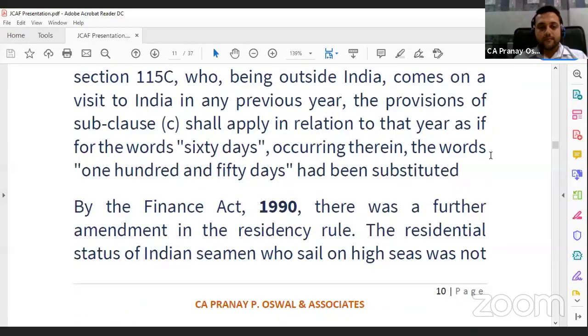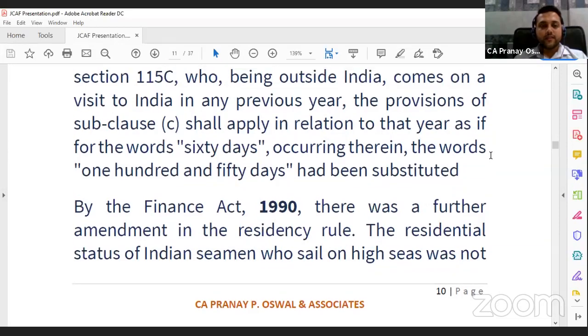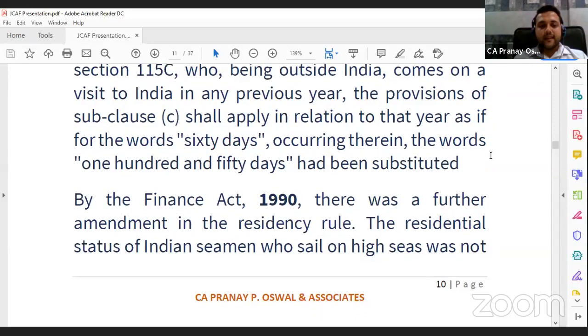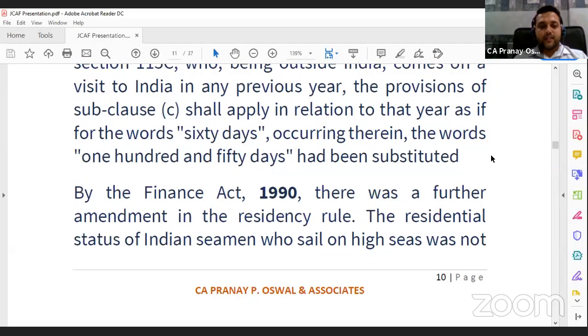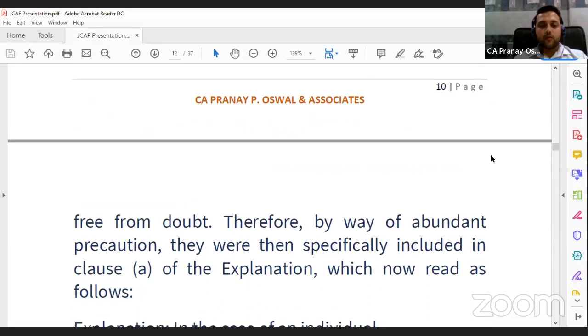So basically, this amendment had happened for those NRIs because it was very difficult for them to maintain their investments in India, and they had to travel frequently to India to maintain their investments. So this amendment was for those people. By the Finance Act 1990, there was a further amendment in the residency rule. The residential status of an Indian seaman who sails on the high seas was not free from doubt.